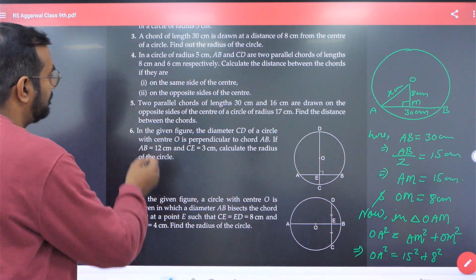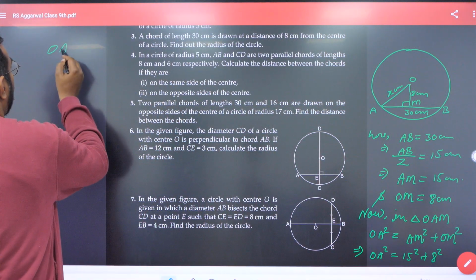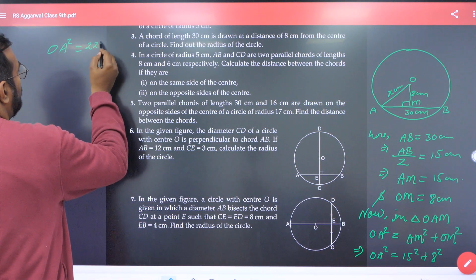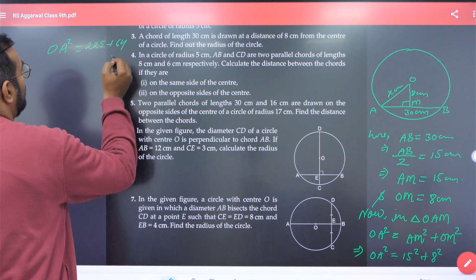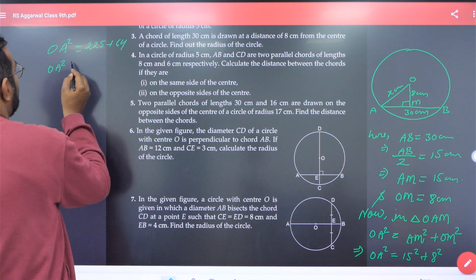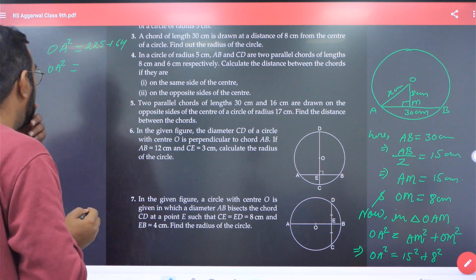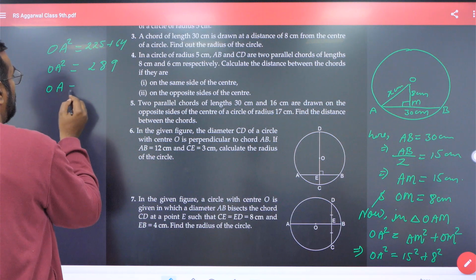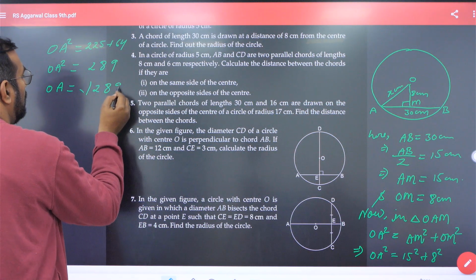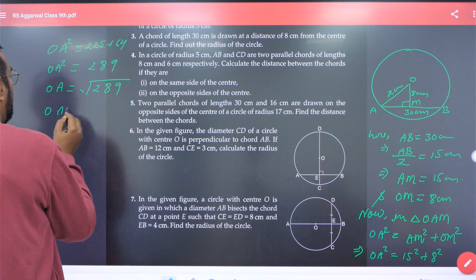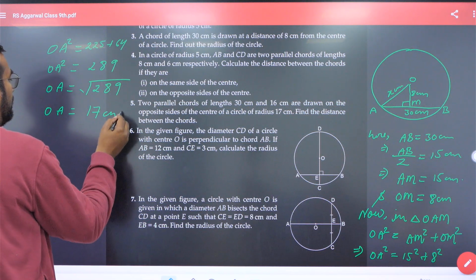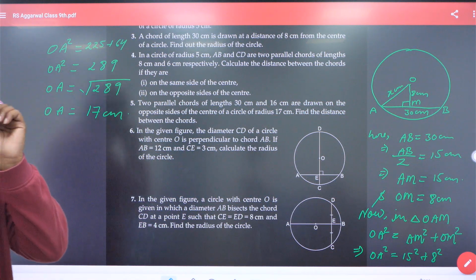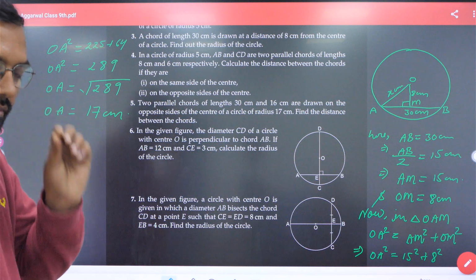After that, OA square is equals to 225. 15 square is equals to 225 plus 64. So 225 plus 64 will be equals to 289. So OA will be equals to under root 289. Under root 289 is the square of 17. That means OA is 17 centimeter. Hence the radius is 17 centimeter. Okay.